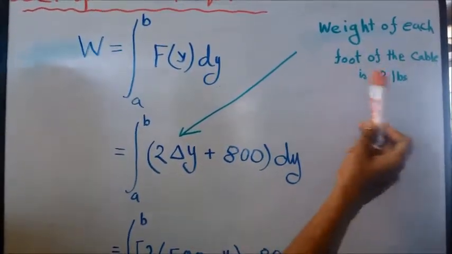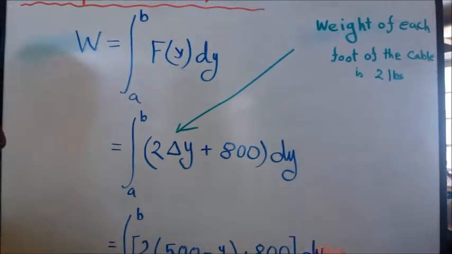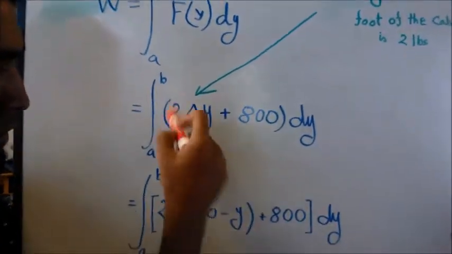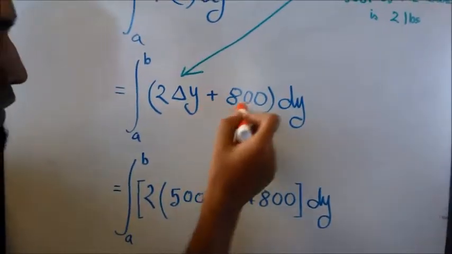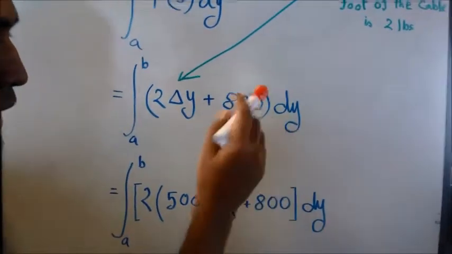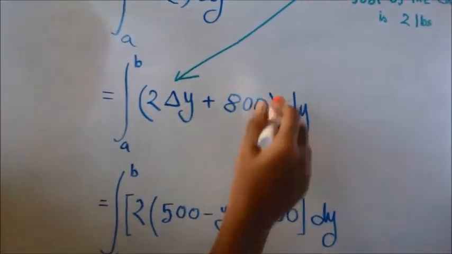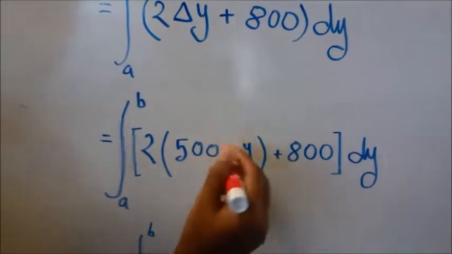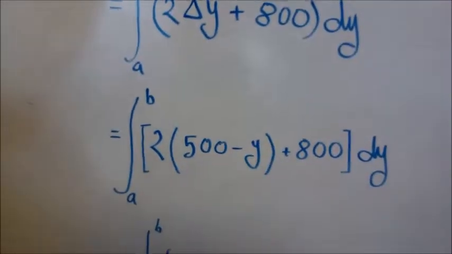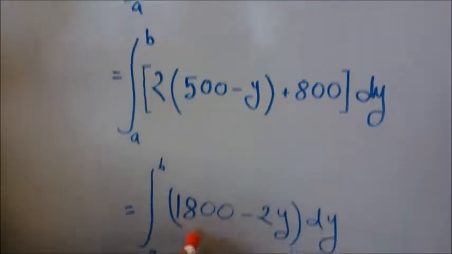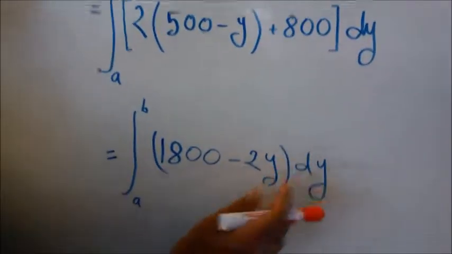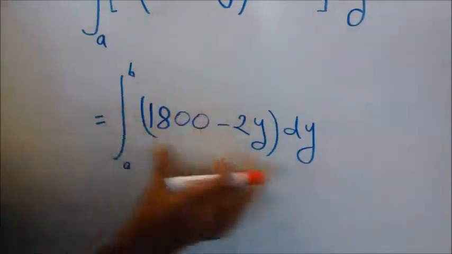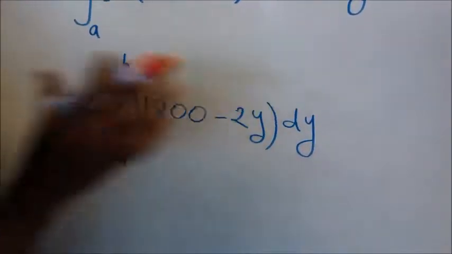Because the weight of each foot of the cable is equal to 2 pounds, and the height is changing, plus 800 is the weight of the bucket, and it's not changing, it's a constant, so there's no variable. From there, we put the value of delta y, which is 500 minus y. From there, we just solve the whole thing and get 1800 minus 2y, and we're going to take the integration of this force, and then we'll get the work.